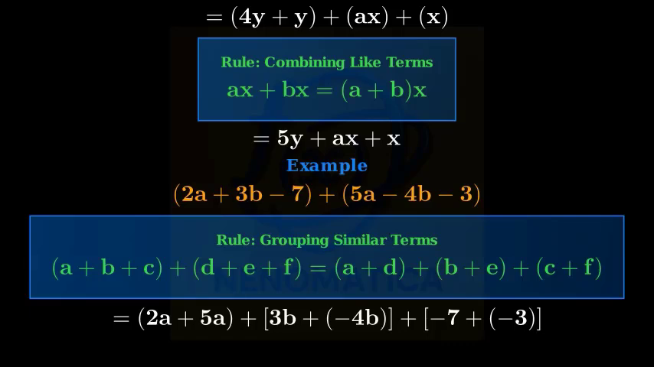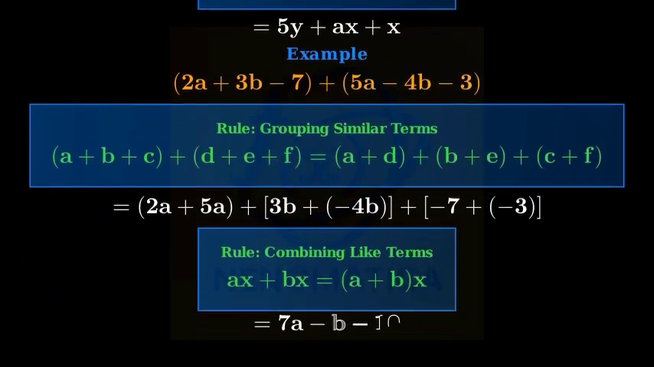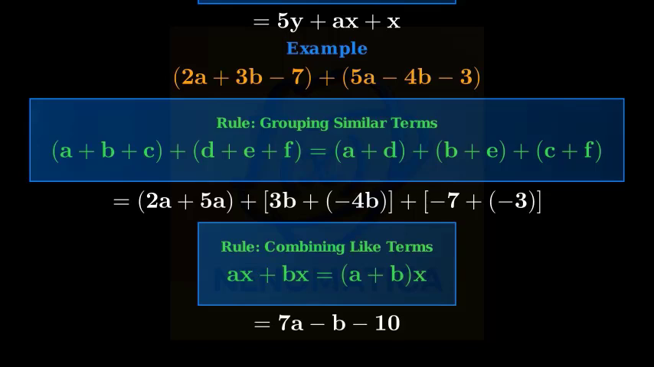Now, let's combine the like terms within each group. 2a plus 5a equals 7a. 3b plus negative 4b equals negative b. Negative 7 plus negative 3 equals negative 10. Finally, let's look at our third example.